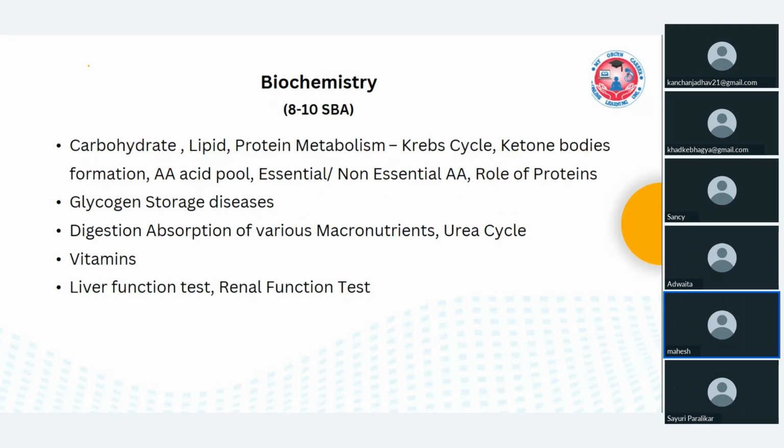Then next module is biochemistry. This is one of the modules which most students find difficult, but you will have very specific questions which are frequently asked. The concepts do get repeated. Around 8 to 10 SBAs are there on biochemistry. They are expecting carbohydrate metabolism, lipid metabolism, protein metabolism, Krebs cycle, ketone bodies formation, amino acid pool, essential and non-essential amino acids, role of proteins, glycogen storage diseases, digestion of various macronutrients, urea cycle, vitamins, LFTs, and renal function tests. So these are the subtopics covered in the biochemistry module.